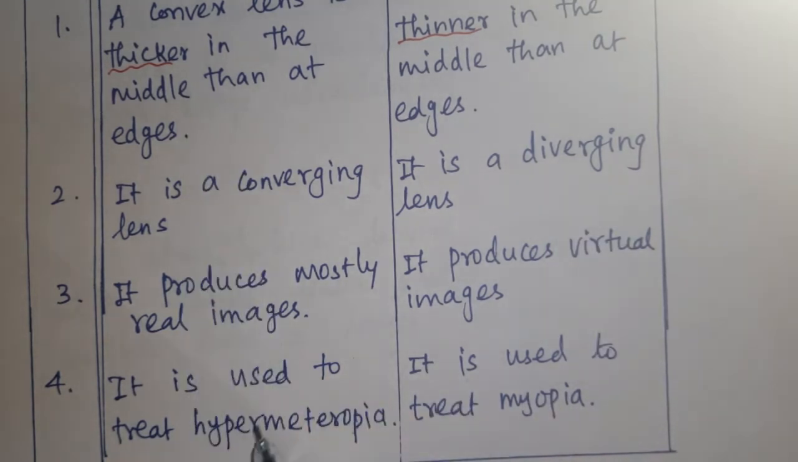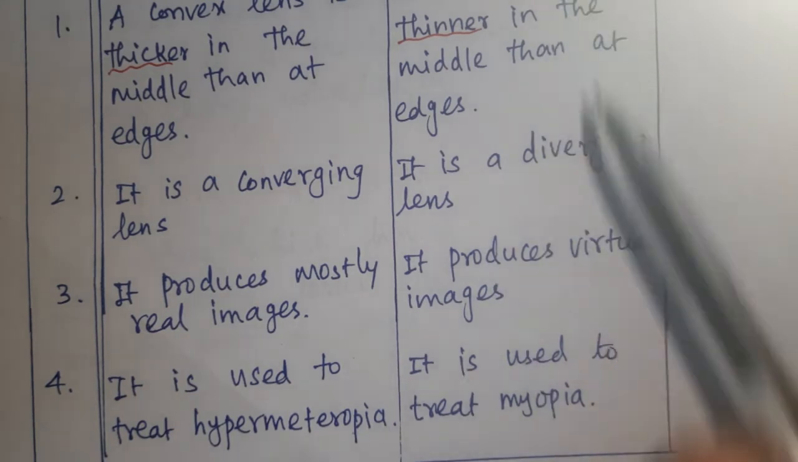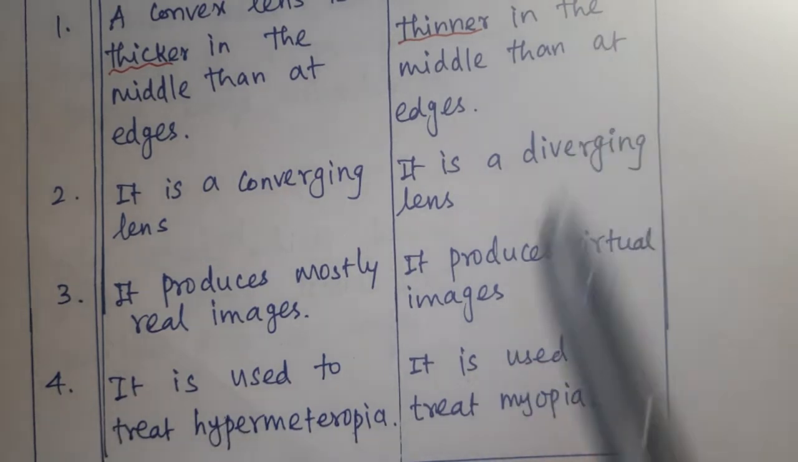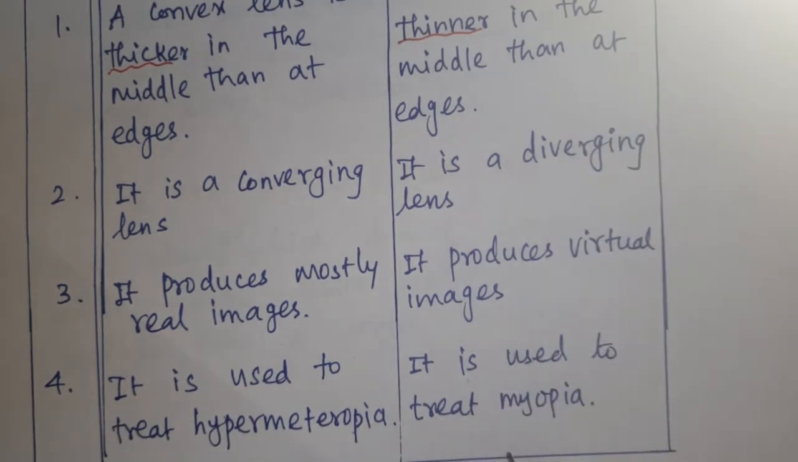So the convex lens is a remedial lens for hypermetropia. The concave lens is a remedial lens for myopia. So simply you can say the convex lens is used to treat hypermetropia, and the concave lens is used to treat myopia.